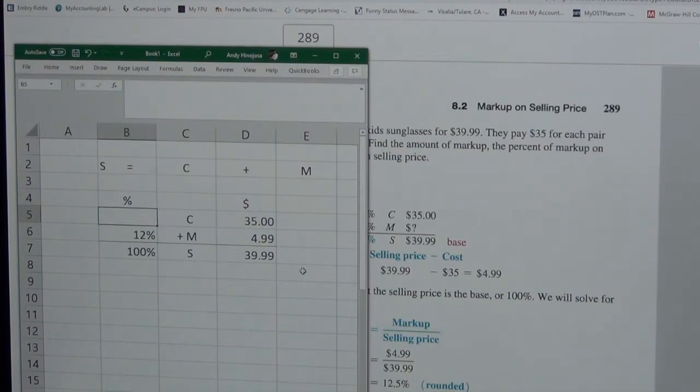Now we can compute the cost percentage two different ways. Knowing that the sales price is the base, we can take the $35 and divide that by $39.99. We could do that, or we can make our lives a little bit easier and take 100% and subtract from that the 12%, because we know that the cost plus the markup is sales total. So 88% plus 12% equals 100%. Just to confirm, we could have also taken $35 and divided that by $39.99, and that's going to give us 88% as well.